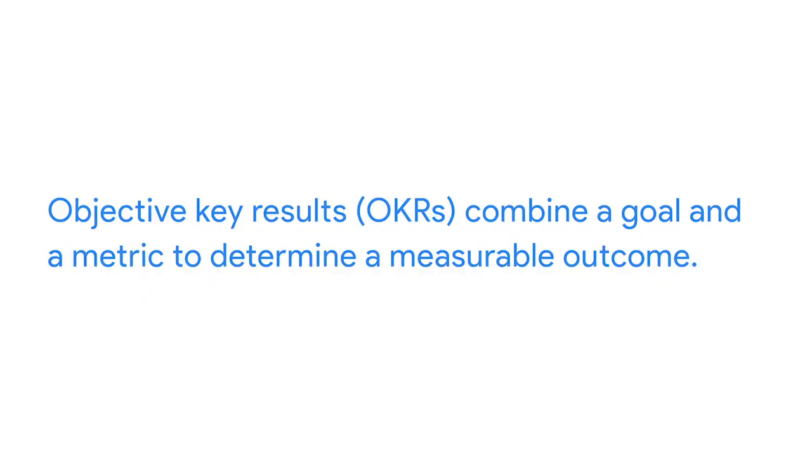Here at Google, we use a tool for organization-wide goal setting called Objectives and Key Results, or OKRs. Other organizations might use a different term for their own goal setting. For us, OKRs combine a goal and a metric to determine a measurable outcome.